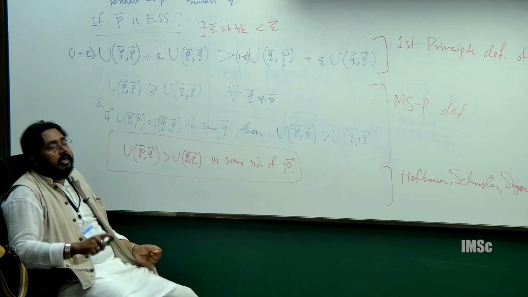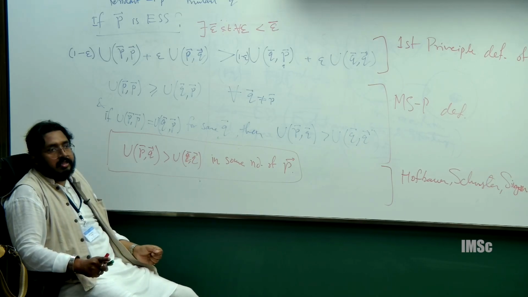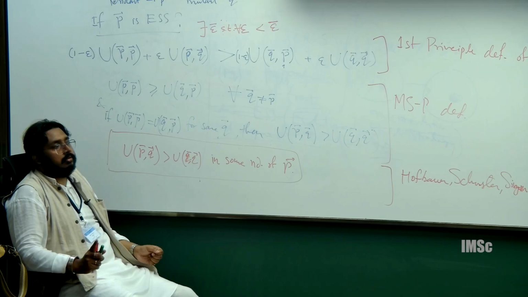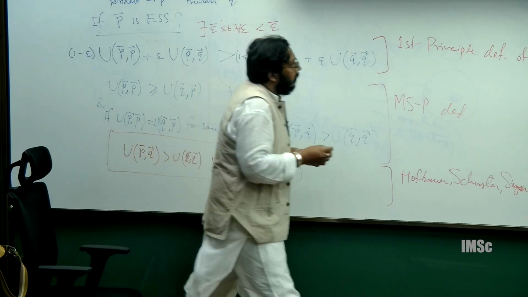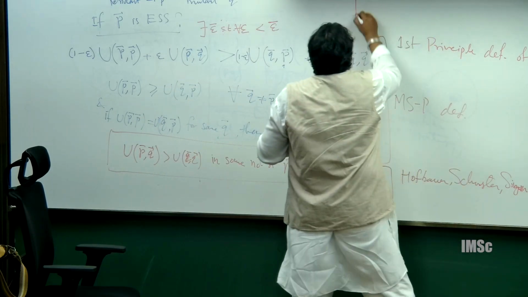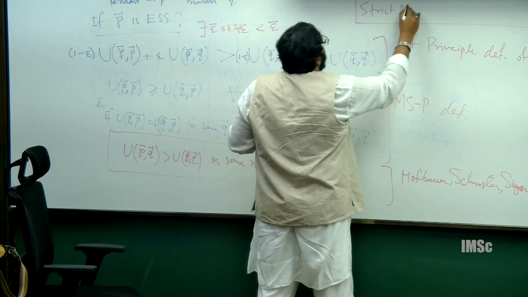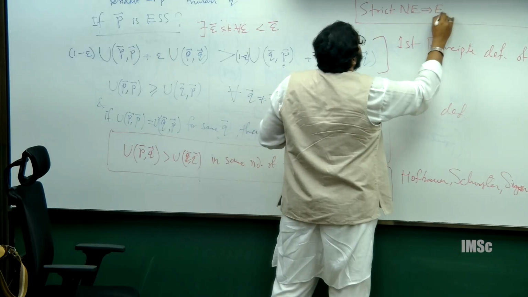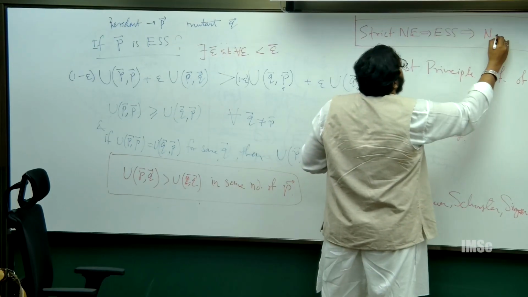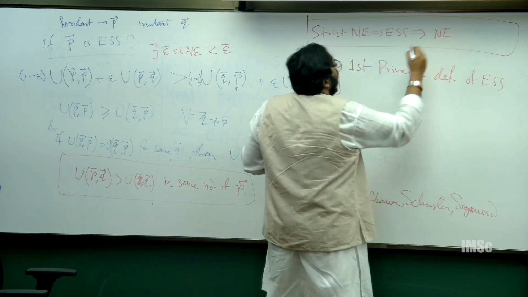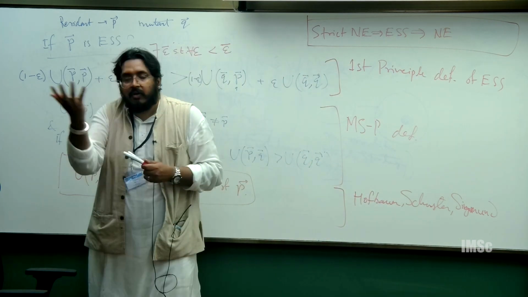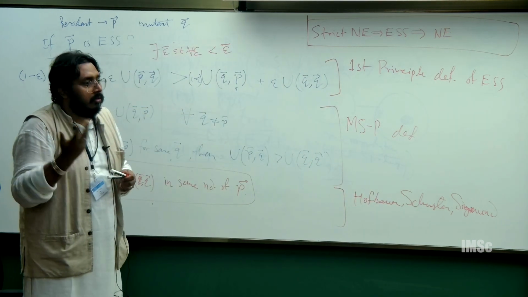So, ultimately what we have proven here is strict Nash implies ESS, ESS implies Nash, right. That is an important thing, and you have to keep that in mind. Strict Nash implies ESS and ESS implies Nash. When I say Nash equilibrium, I mean any kind of Nash equilibrium, mixed, pure, I do not care.